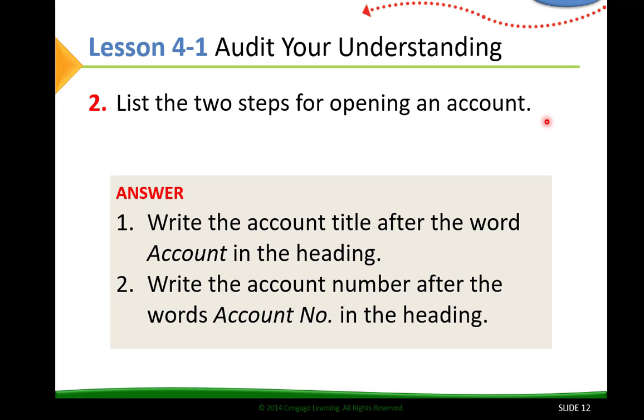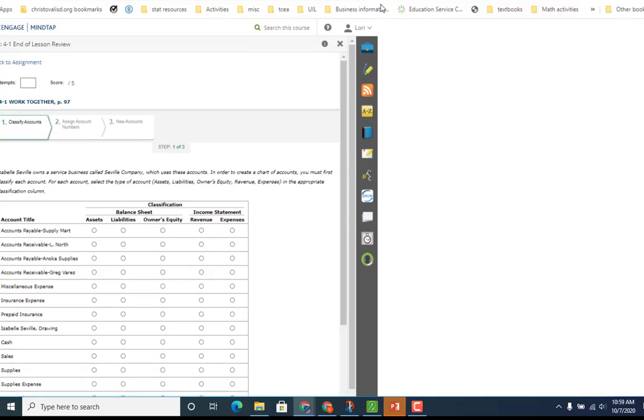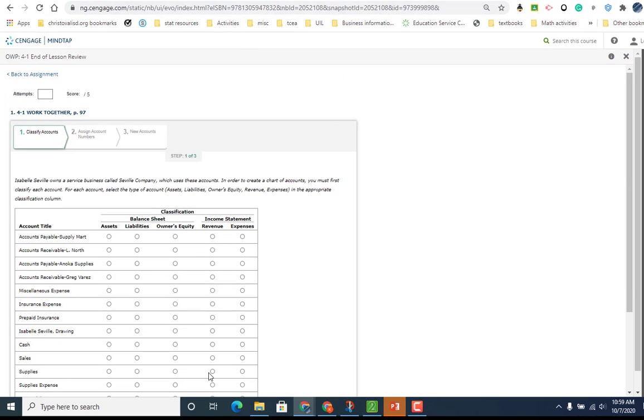The two steps for opening an account: write the account title after the word account, and write the account number after the words account number in the heading. And that's all we're working on today. Tomorrow we'll actually get into where you're posting information. So let's look and see what we need to do in the work together.